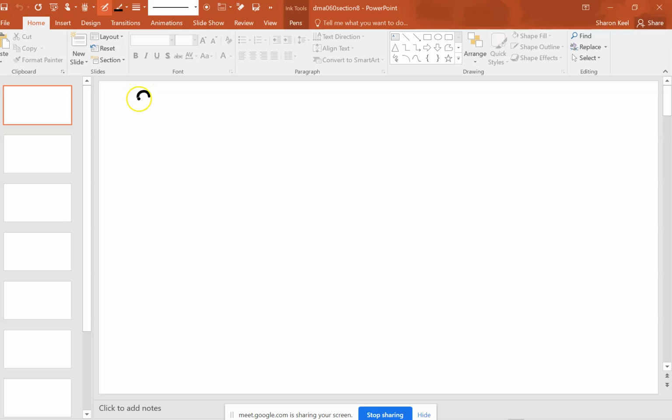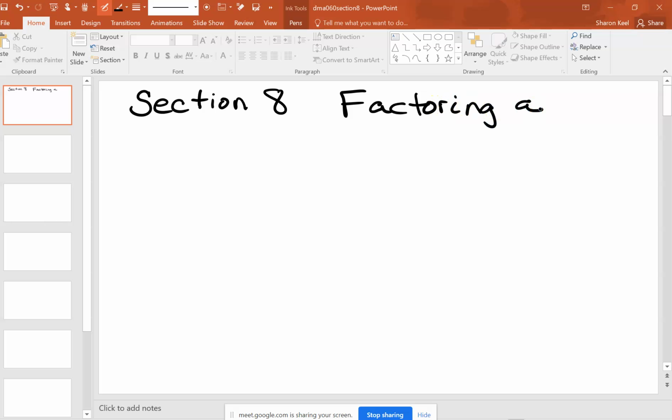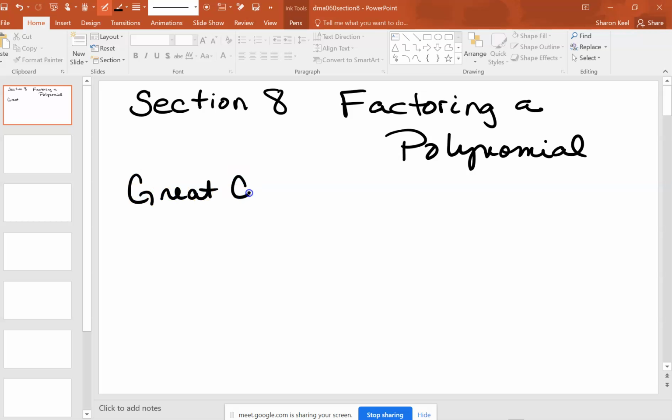Today we are going to cover Section 8. Section 8, we are going to talk about the beginning things for factoring a polynomial. As we look at factoring a polynomial, we're going to be able to identify a greatest common factor. That's one thing that we're going to be able to do.